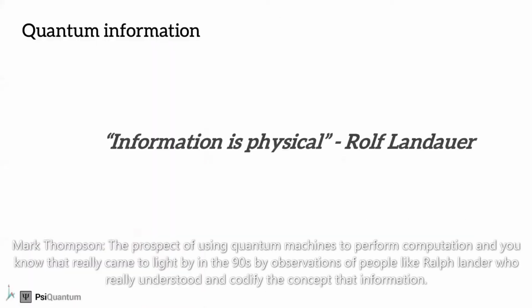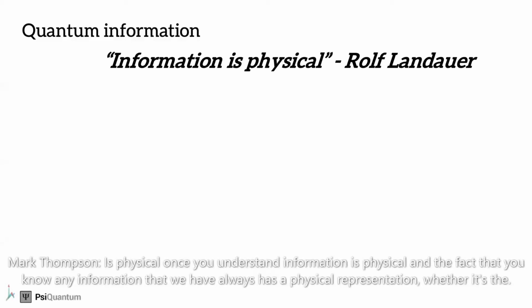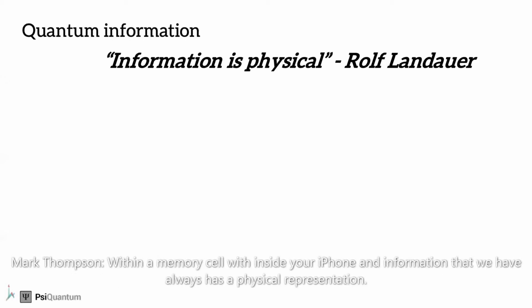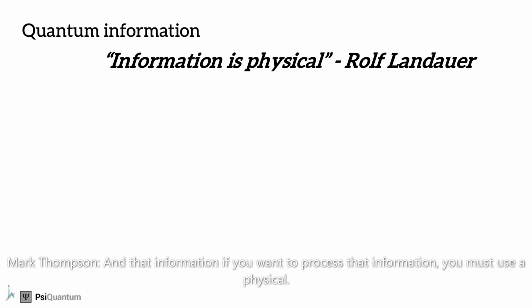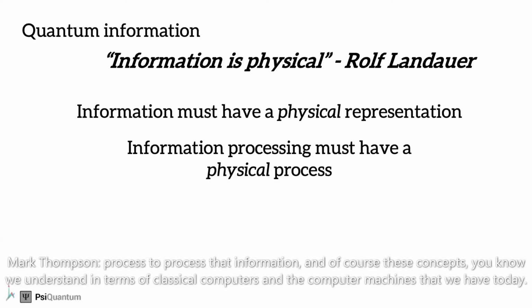And that really came to light in the 90s through the observations of people like Rolf Landauer, who understood and codified the concept that information is physical. Once you understand that information is physical, any information that we have always has a physical representation, whether it's the chemical imbalances in our brain that represent our memories, or the ink on paper of a note that you've written to yourself, or the electrons within a memory cell inside your iPhone. Any information that we have always has a physical representation, and if you want to process that information, you must use a physical process to process it. And of course, we understand these concepts in terms of classical computers and the computing machines that we have today.